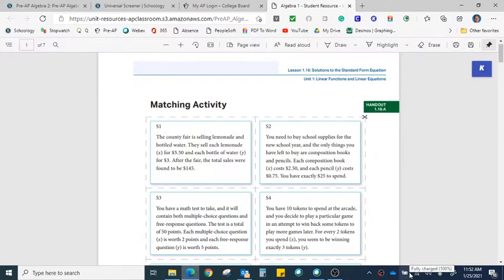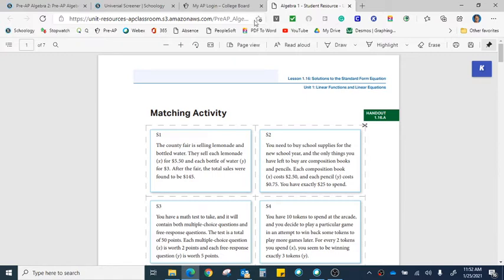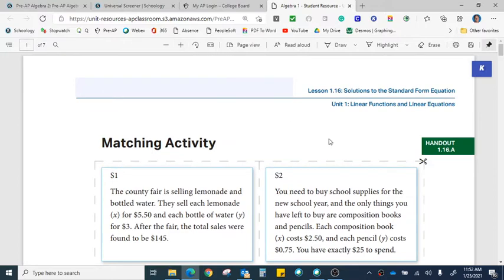Okay, everybody. So here, tutors, this right here is the activity that we're doing for 1.16 solutions to standard form equation. Alright, so the idea behind this is to match up basically four things together, right?